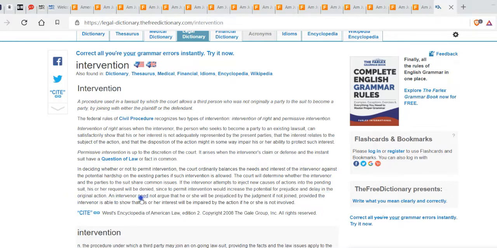Okay? An intervener need not argue that he or she will be prejudiced by the judgment if not joined, provided the intervener is able to show that his or her interest will be impaired by the action if he or she is not involved. Okay, so are you the defendant? No, but the state is bankrupt and they're using a real living soul as the surety for that all cap name, correct? Okay, so the defendant is a legal fiction. Okay, you are the authorized representative. You are the secured party. You are the holder in due course.